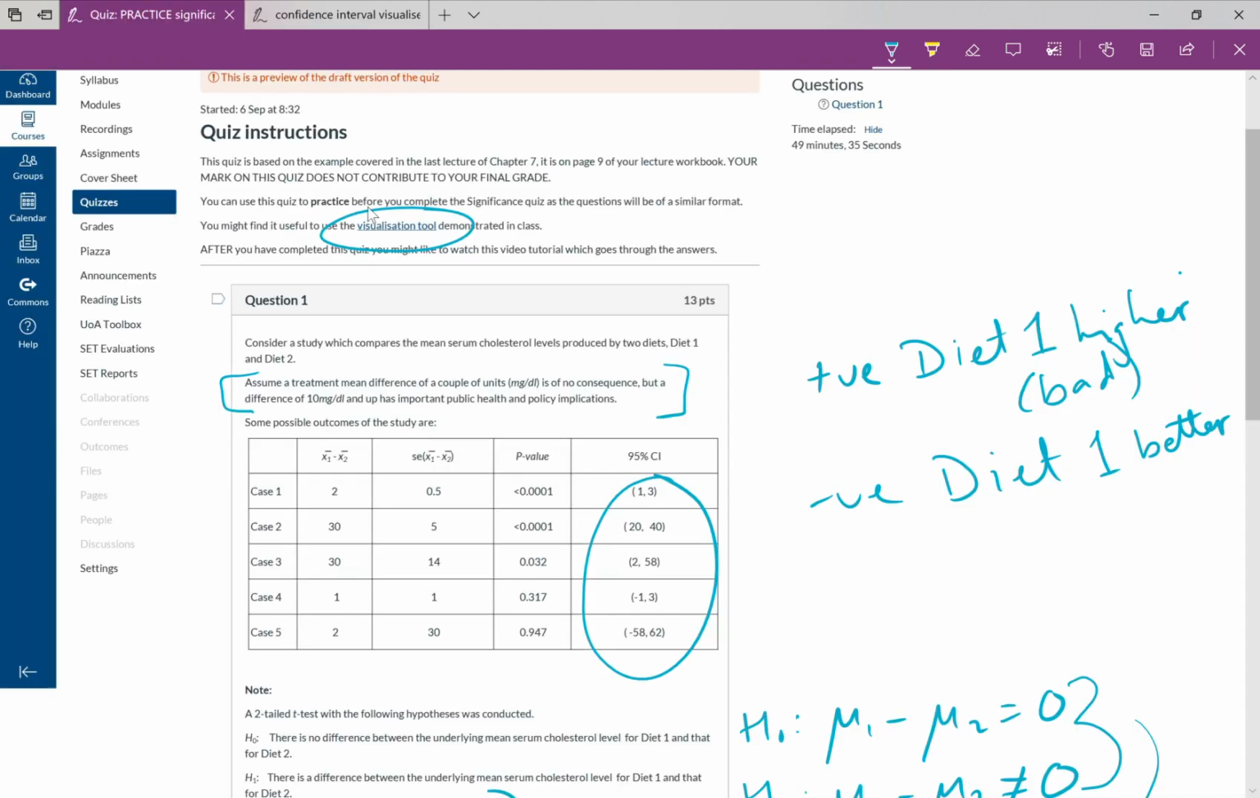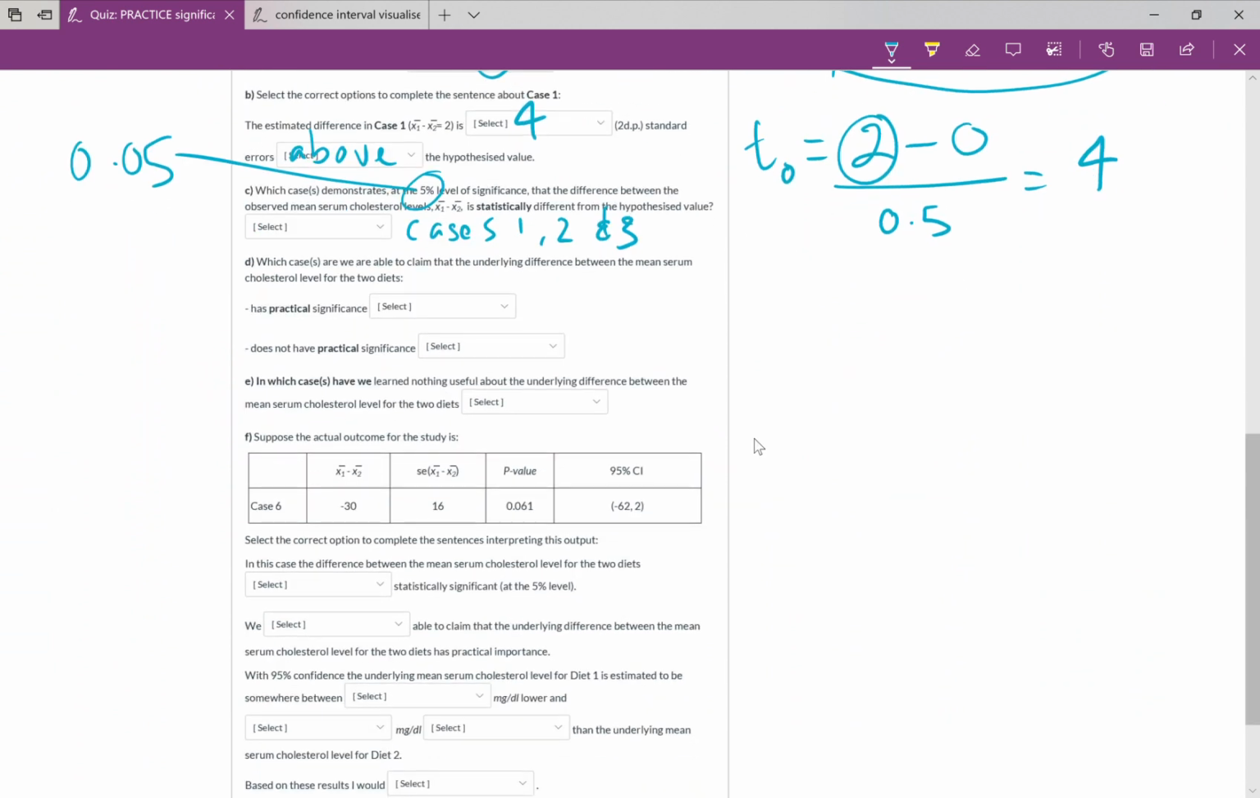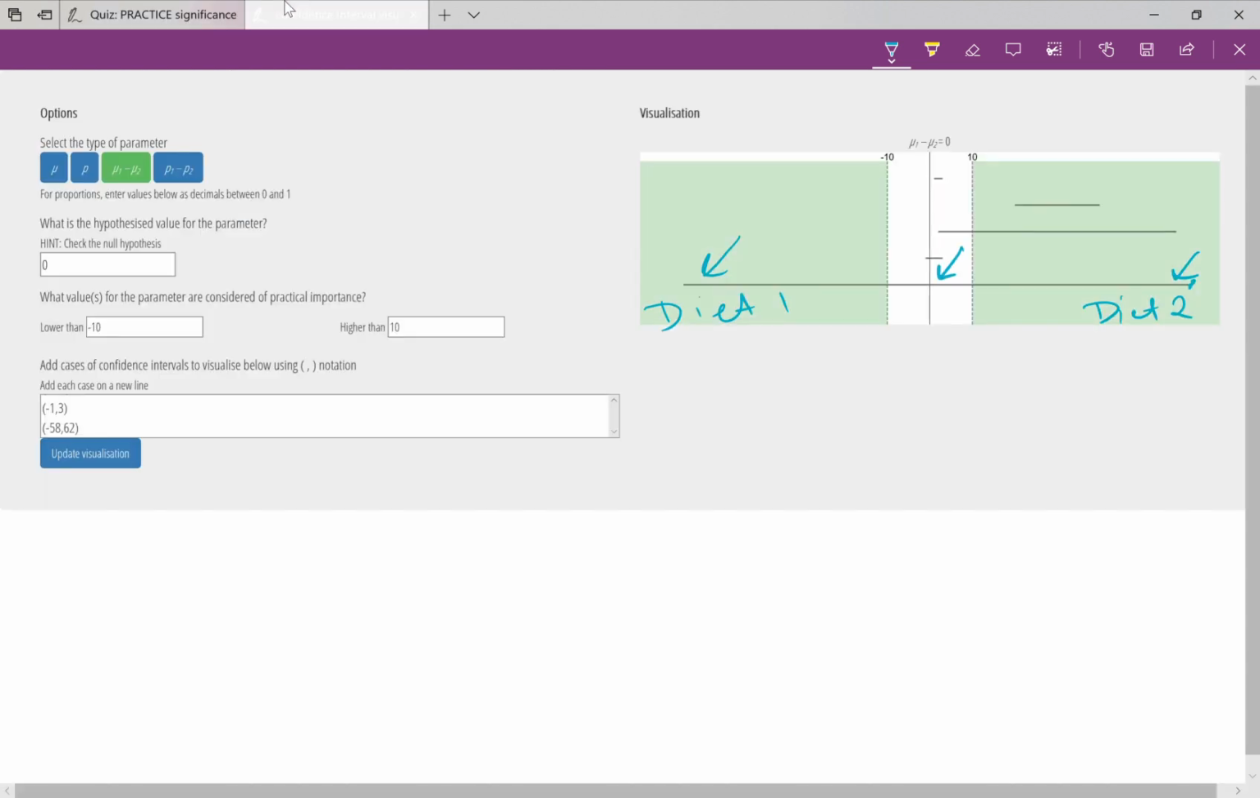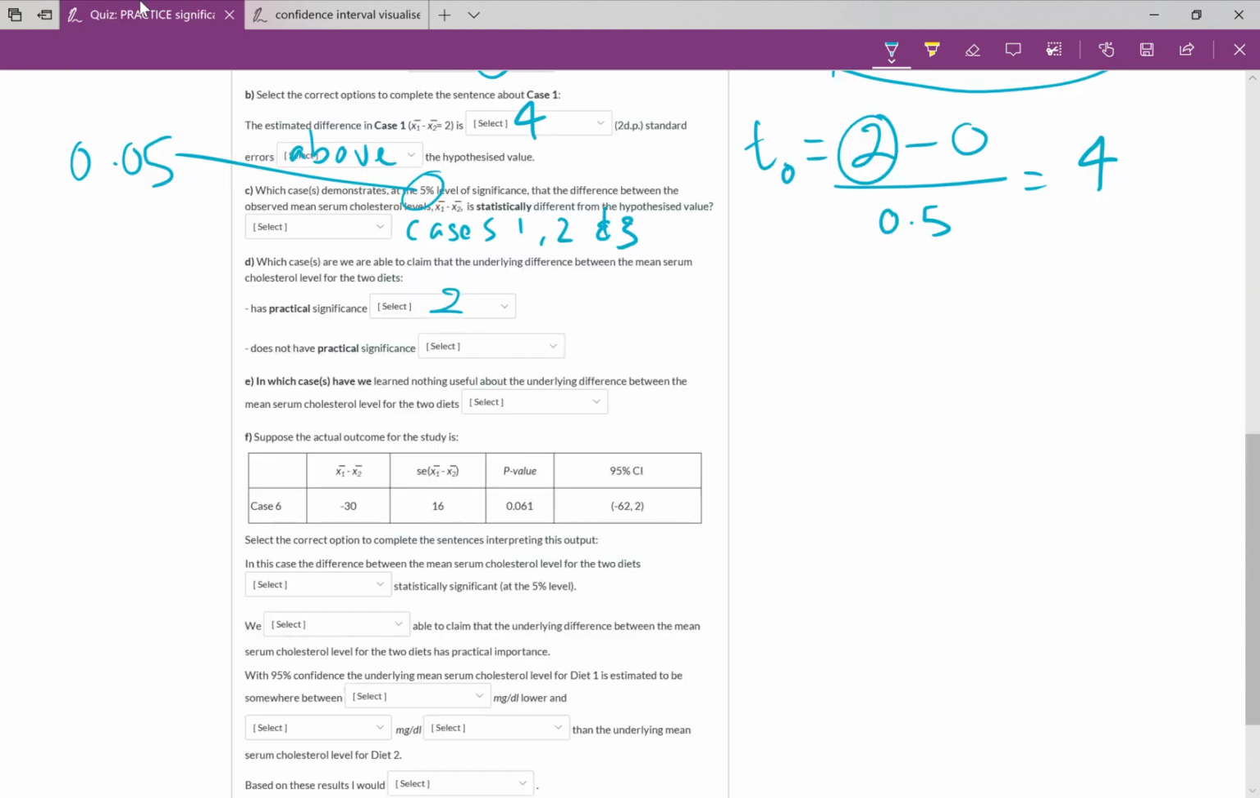Let's put this into our answers. Which ones have practical significance? That was only case 2. That's the only one we could see for sure that was sitting all above in the green section. Which ones do not have practical significance? That was 1 and 4. Those are the ones that were sitting totally in the white zone. And case 5 was the one where we'd learned nothing useful. It could have been anything.